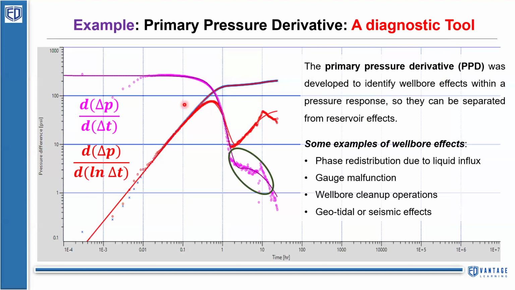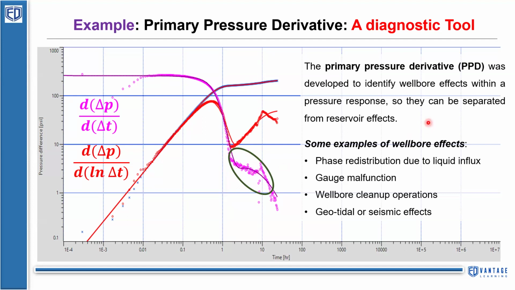So if you look at a typical response of a well somewhere in India, this line shows your delta P curve, this red color line shows your derivative curve, and this violet color line shows your PPD, the primary pressure derivative. If you observe at this point, you can see your PPD is declining up to this point, but after this point, it has a different slope. It has increased. Again, it is declining. So this means that there is some effect of wellbore.